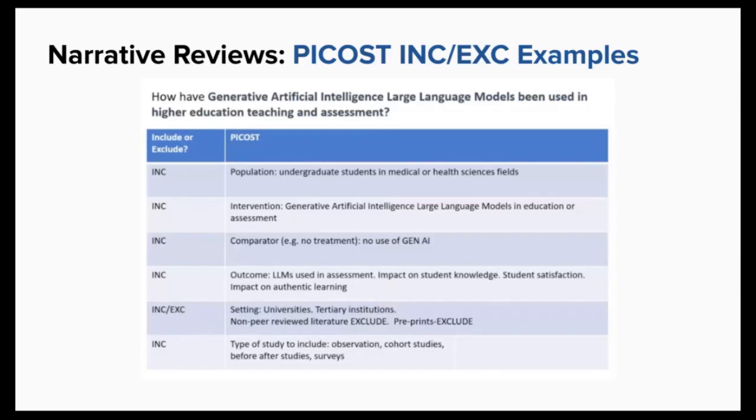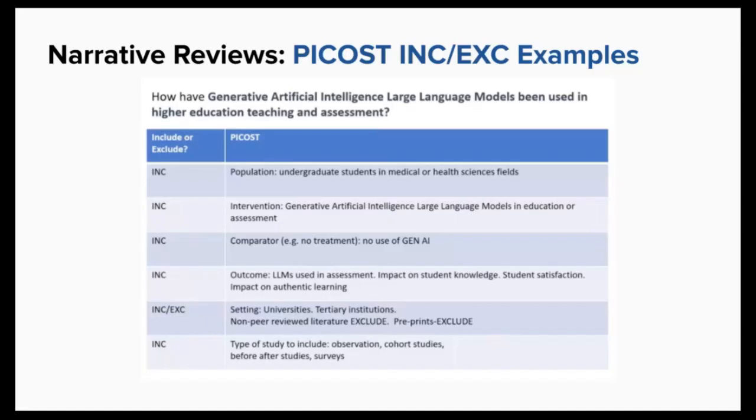So you'll see we have an example. We looked at this research question last week in order to derive our particular keywords. However, if we look at it now, we can look at the different inclusion and exclusion criteria that the researcher has opted to go with. So at the top, you'll see we have the population, and they've identified undergraduate students in medical health sciences fields. So inherently, they're excluding everyone who is not an undergraduate student in those fields.